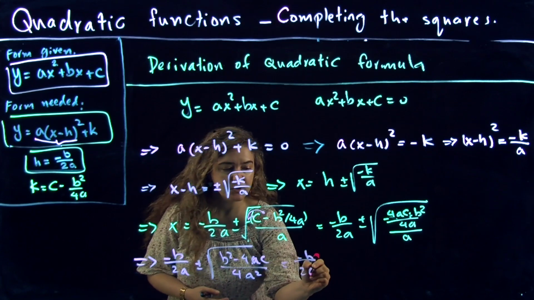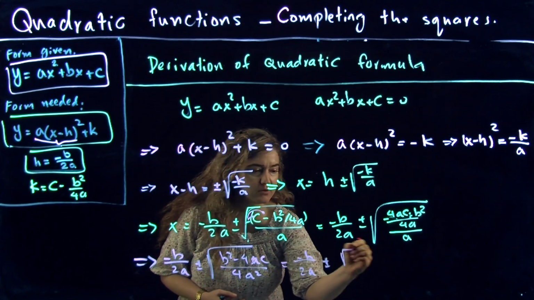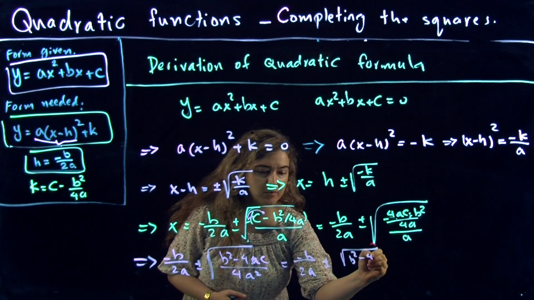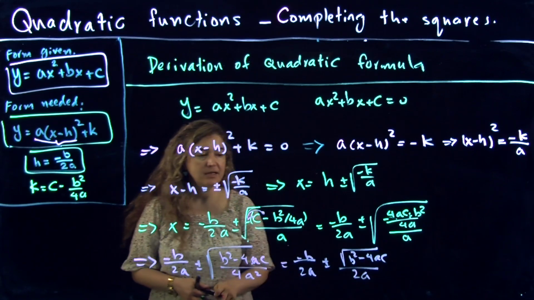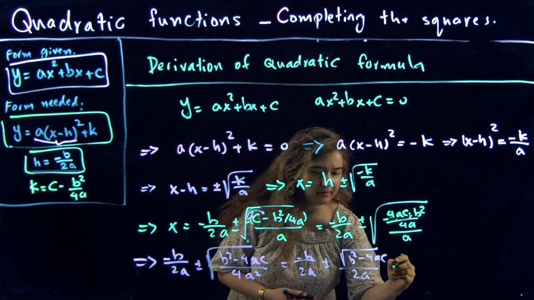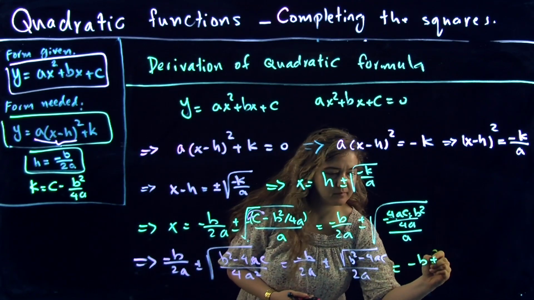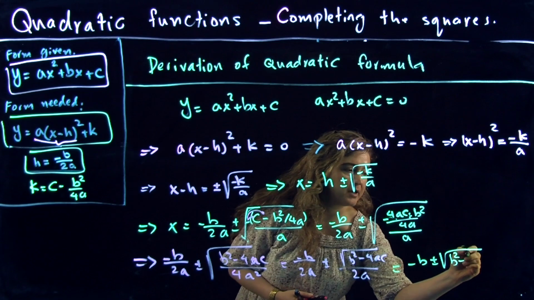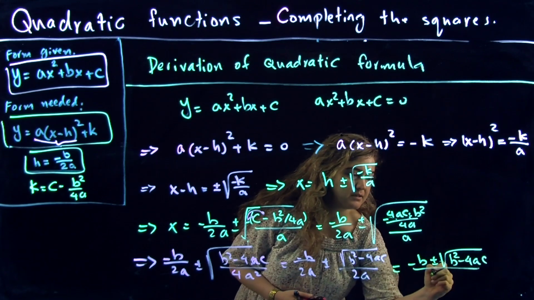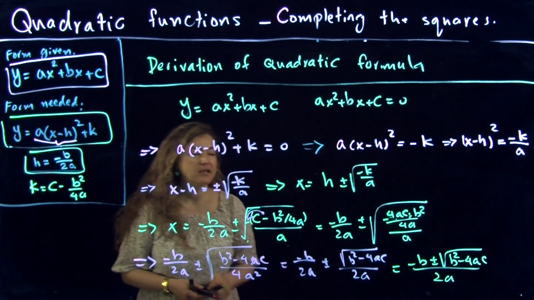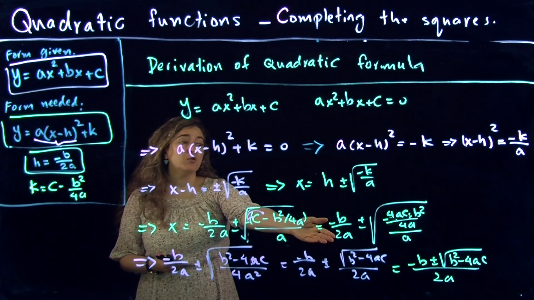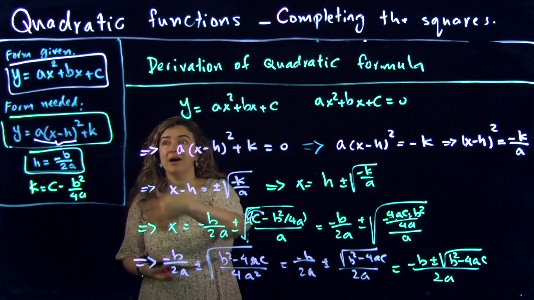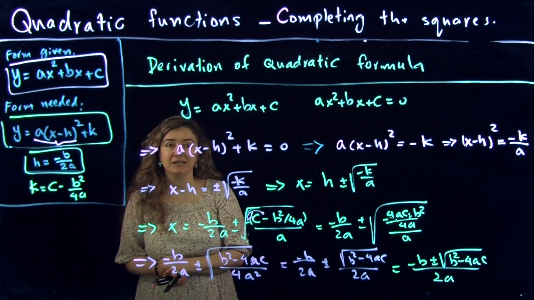Negative b over 2a plus or minus the square root of b squared minus 4ac, and this becomes 2a. Common denominator: negative b plus or minus the square root of b squared minus 4ac, divided by 2a. And that's your quadratic formula. So the quadratic formula is a byproduct of completing the square.